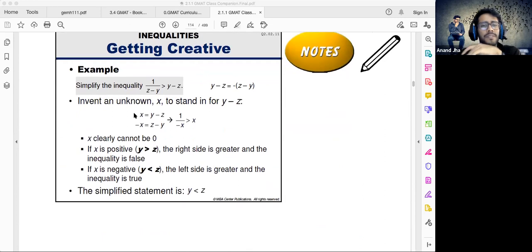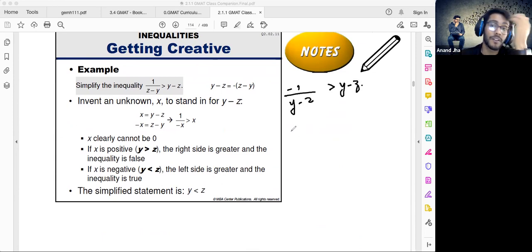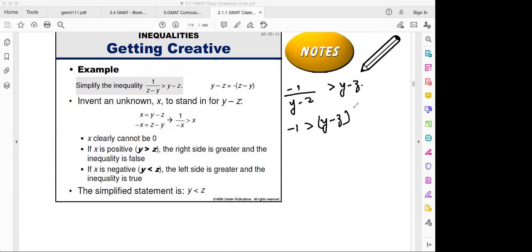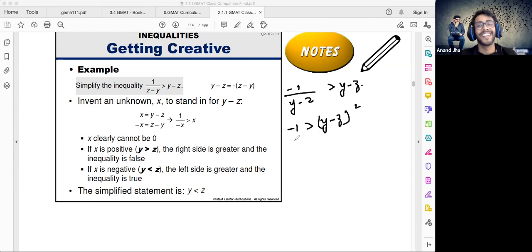Simplify the inequality. What do they want in this? 1 by z minus y. Okay, very simple. z minus y I can write. Is it correct? Yeah, I took y minus. So I can write minus 1 greater than y minus z whole square. Of course, it will be greater than y. But is this possible?